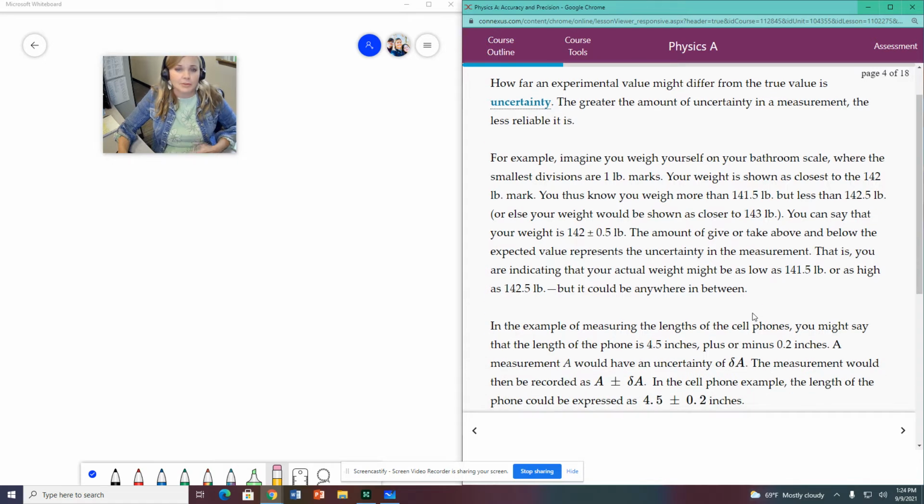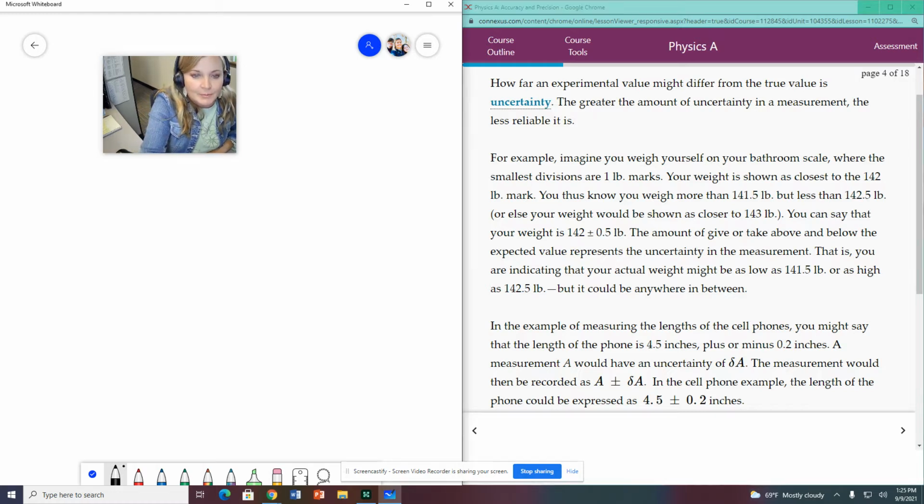Now, uncertainty is something you maybe haven't seen before. And so the idea behind uncertainty is that there's always some degree of imprecision in your measurements, right? So there's a little bit of guesswork that goes on, and that guesswork is usually represented in the last digit that you're measuring with.